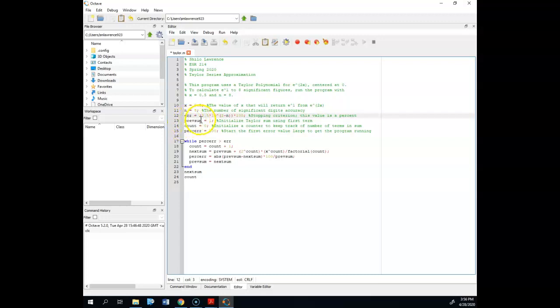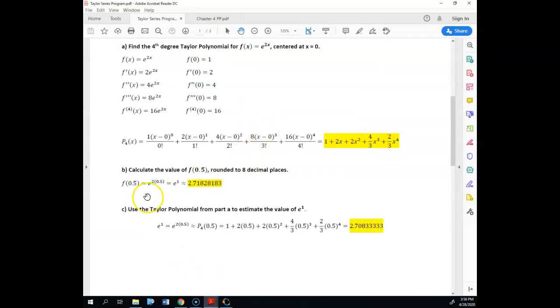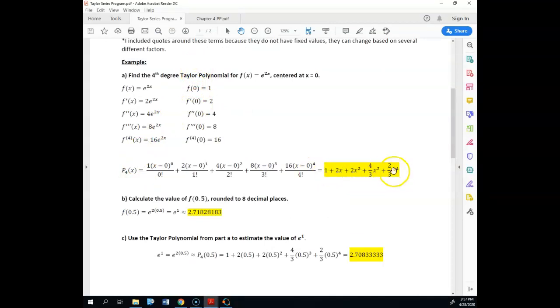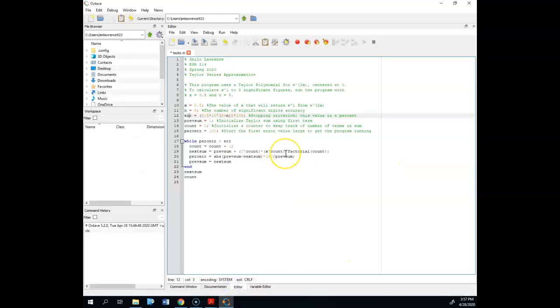Another thing I decided to do here is hard-code in the first term of my Taylor sum, which in this case is equal to 1. If you look back at the assignment, when we set up our Taylor polynomial, the very first term is a constant and it's equal to 1. I've got to let it know that, because it's got to start with two values in order to find the difference between them and calculate an error. So I've already started it with the first term of our Taylor sum, and I'm letting it know that that first term is the 0 term.